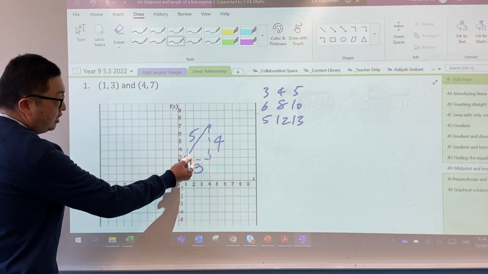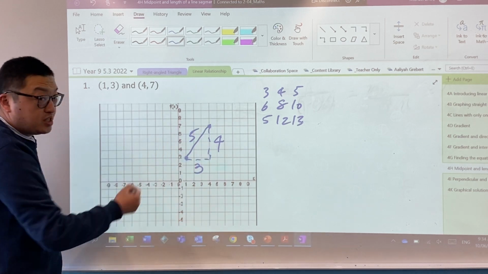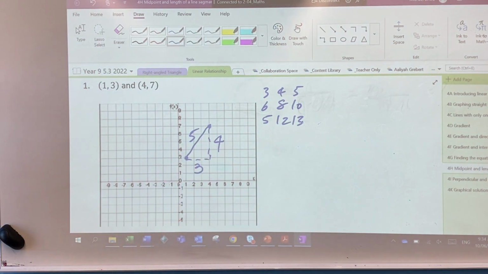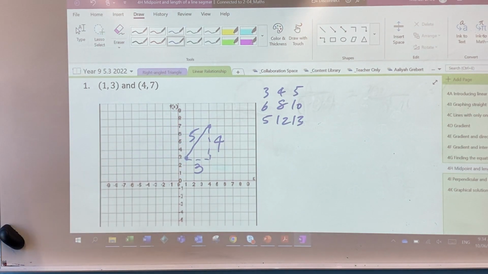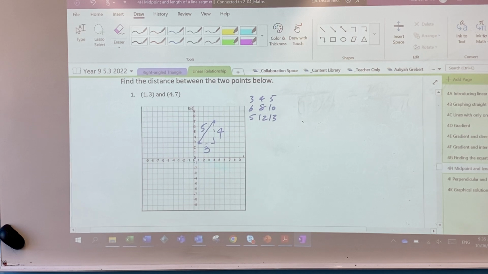I got 1 point, I got another point. By using the Pythagoras theorem, we found out the distance between those 2 points is 5. If you understand that, let's go into, do people understand so far? Okay, if you understand that part, let's go into a little bit more detail. We're going to develop the formula, right? Let's have a look here.